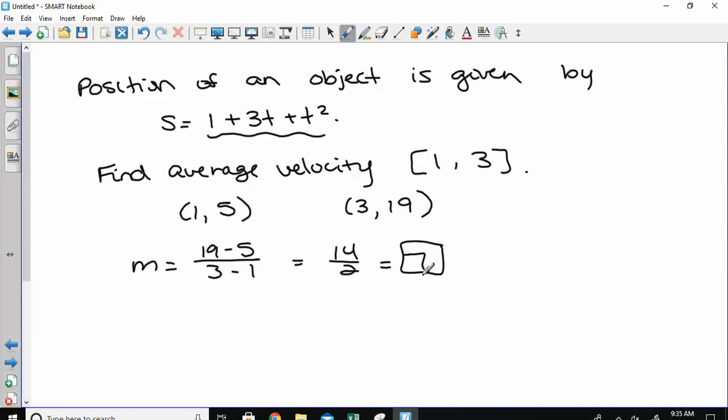So you have to know the difference between instantaneous velocity, which is the derivative, and average velocity, which is just slope. What was the first one? Instantaneous. That's just velocity at one particular point. So then you would do the derivative.